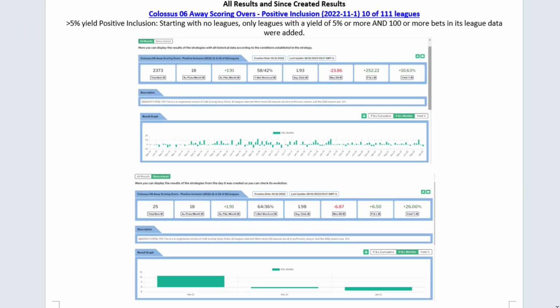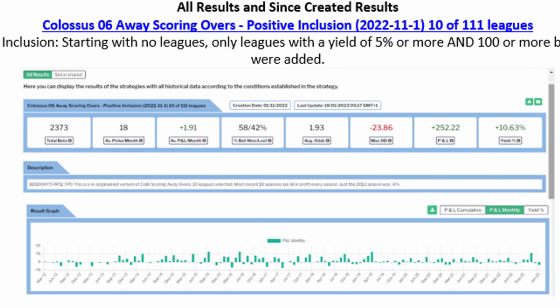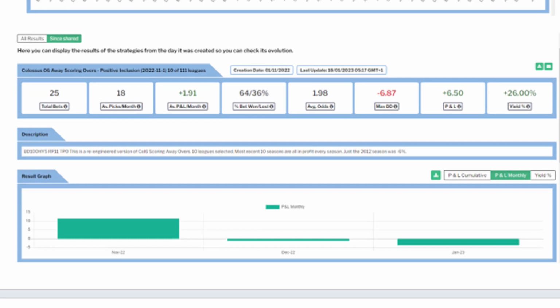So then last November, I made two versions, a positive inclusion version and a negative exclusion version. The positive inclusion version has a higher yield, 10% for its 11 years of data, and a lower drawdown, minus 23 points. That's very good. And it's only been running 3 months, so we only have 3 months of results, and that's 25 bets. In that time, while it's had 1 winning month and 2 losing months, it's made 6.5 points profit, and that's a 26% yield. That's fantastic. But you can see the win rate is 64%, so there's also a chance it's just positive variance.